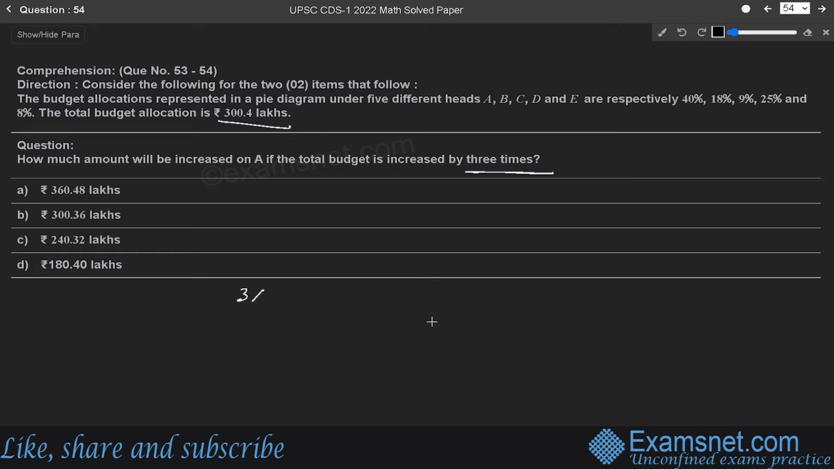It means that 3 into 300.4, which is equal to rupees 901.2. Therefore, this is the increased budget. 901.2 is the increased budget. In this question also we will use the percentage formula. We know that percentage formula is value upon total value into 100. This is the total increased value when it is increased to 3 times.